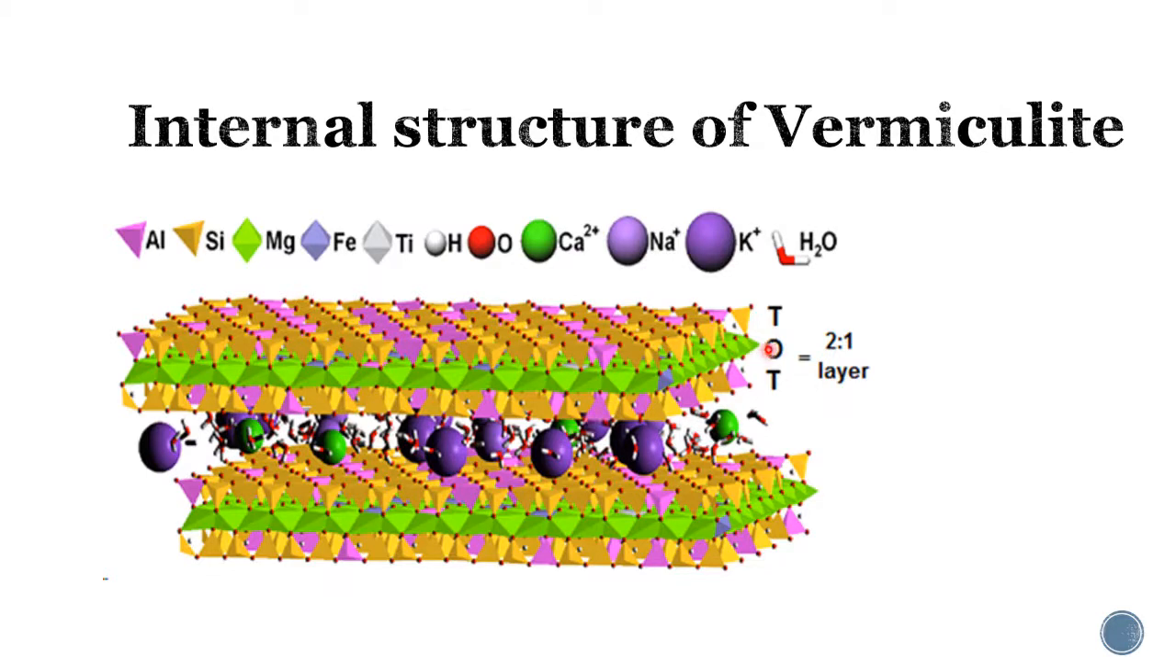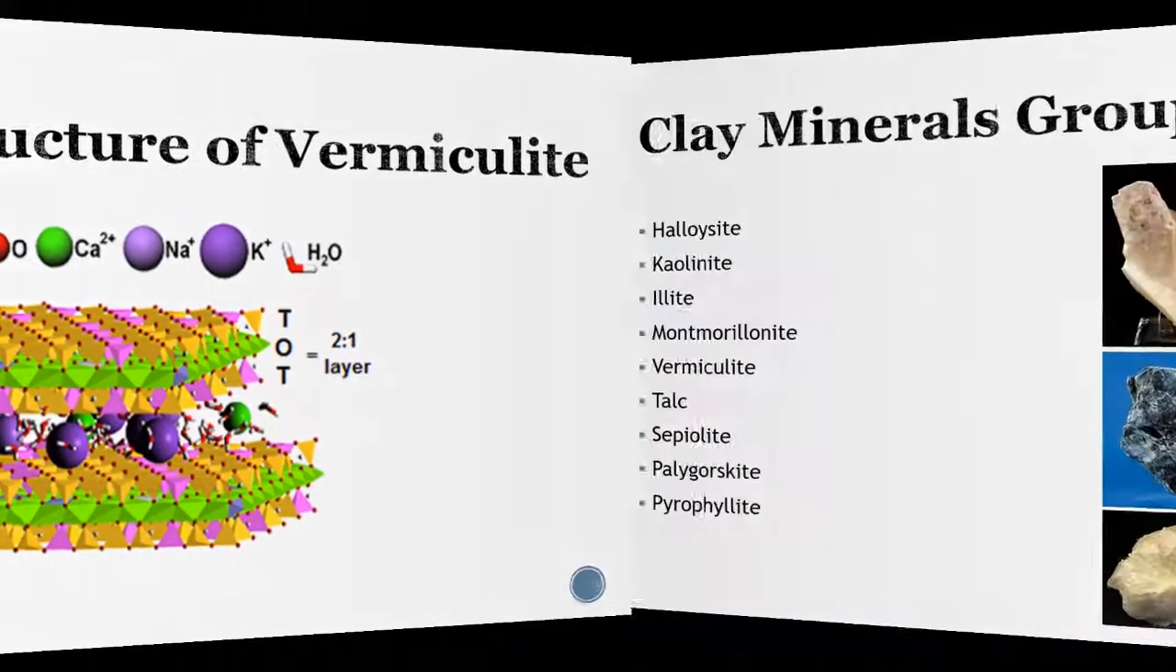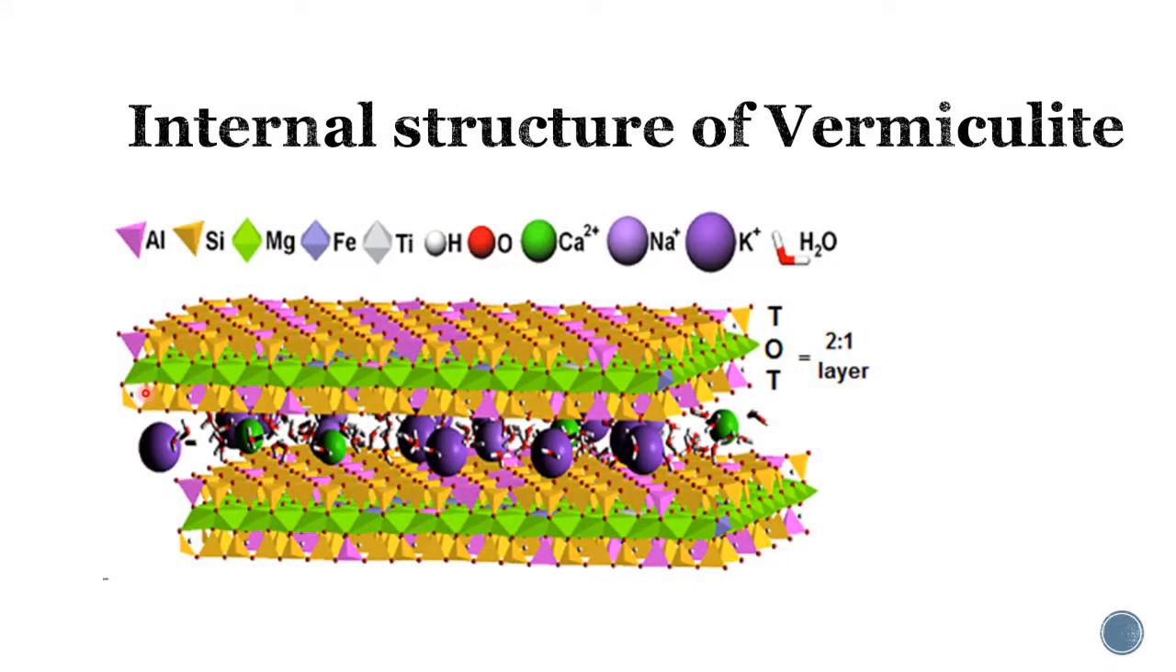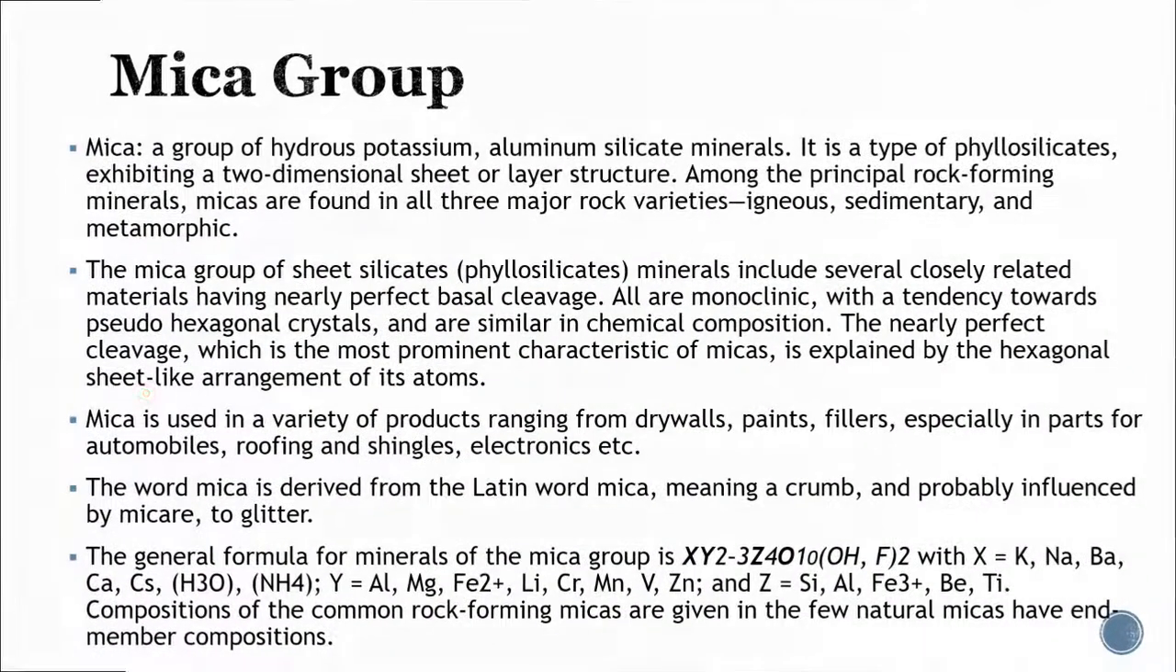So this T represents this layer. The T represents again the same silicon layer, and O represents this magnesium-rich layer. So this is the particular structure of vermiculite. Now what is vermiculite? Vermiculite is a type of clay, this one. So this was in particular for vermiculite, but in general you can consider it for all the different types of clays. Let's move forward to the mica group.